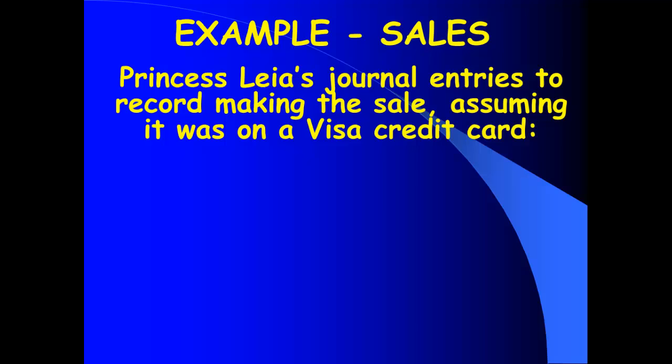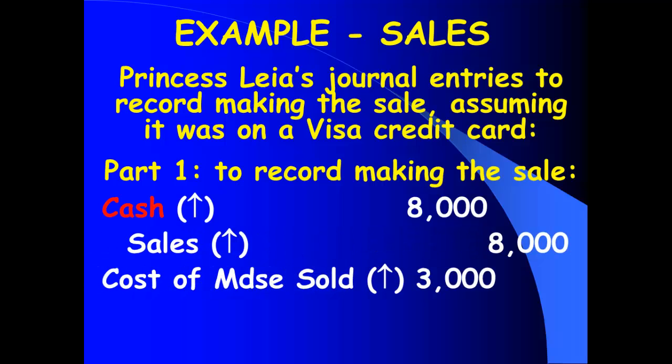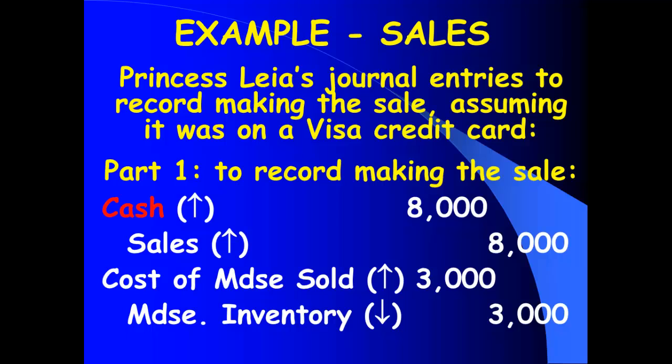This time, Yoda pulled out his intergalactic Visa card. What do I have more of? Cash. To me, it's a cash sale. Why is that? Because I get my money immediately. So I'm going to debit cash. I'm still going to credit sales. I'm still going to debit cost of goods sold. And I'm still going to credit merchandise inventory.